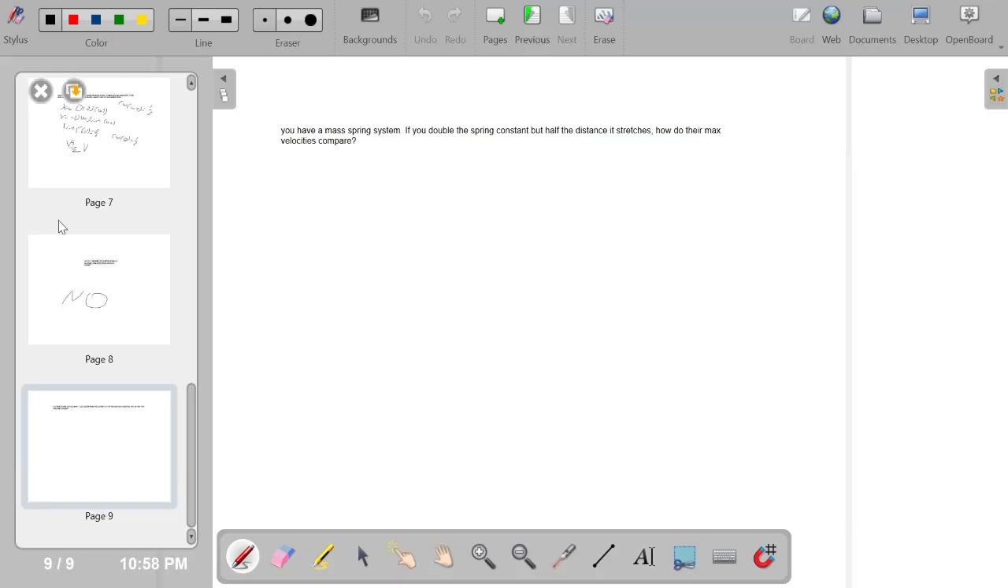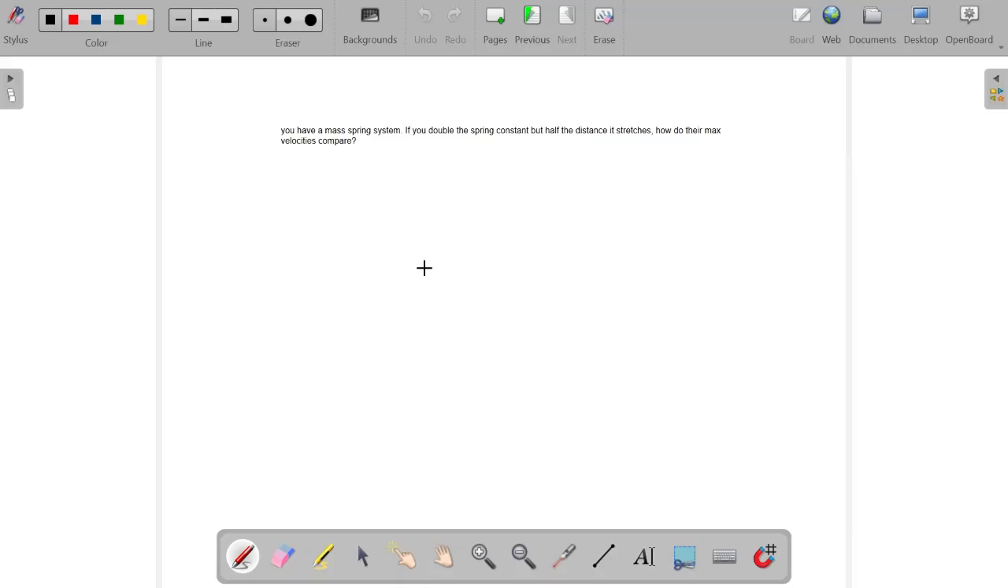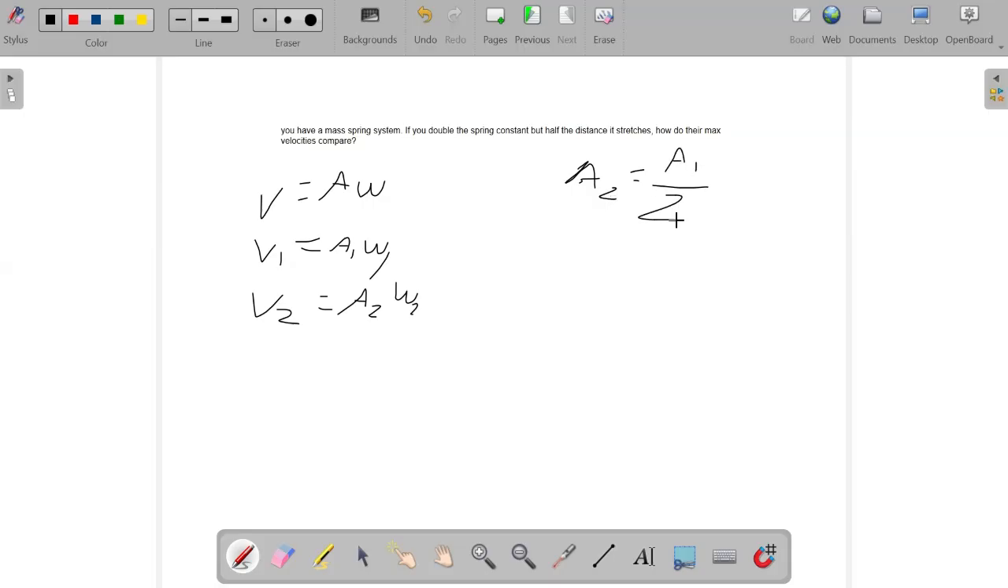So I'm just going to write no. Next. How many questions left? Okay, this is the last one. You have a mass spring system. If you double the spring constant and halve the distance it stretches, how do their max velocities compare? Well, velocity, remember, equals a omega. If I double the spring constant and halve the distance, then what changes? Well, v1 equals a1 omega 1, and v2 equals a2 omega 2. What we know is that a2 equals a1 over 2. So we can quickly swap that in there.